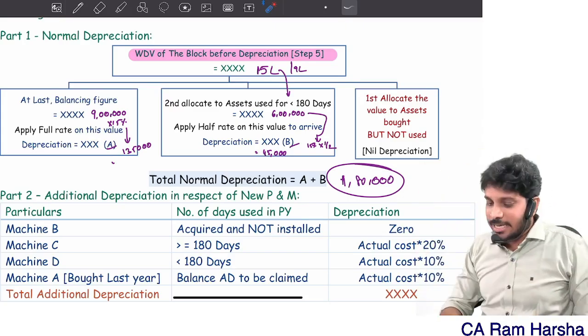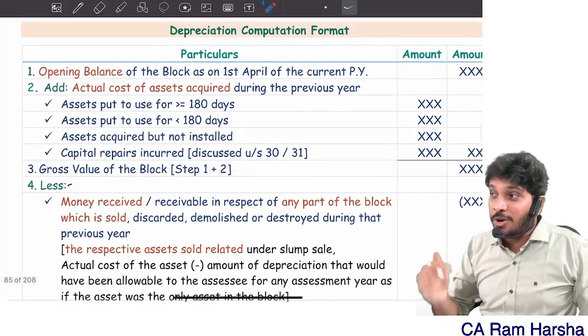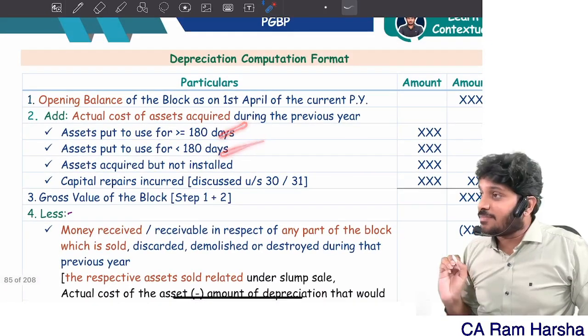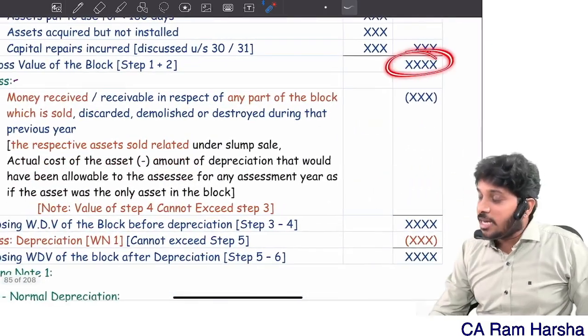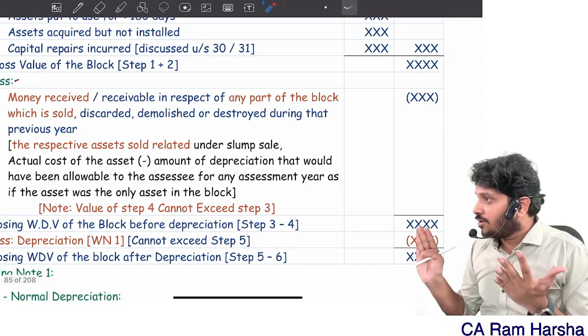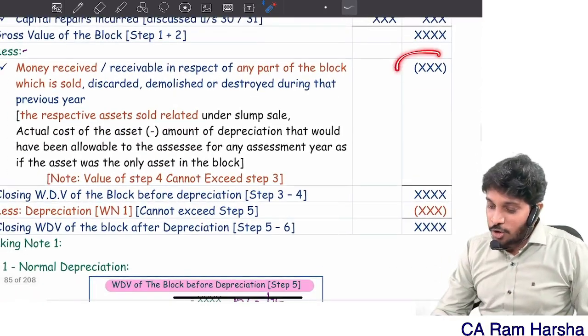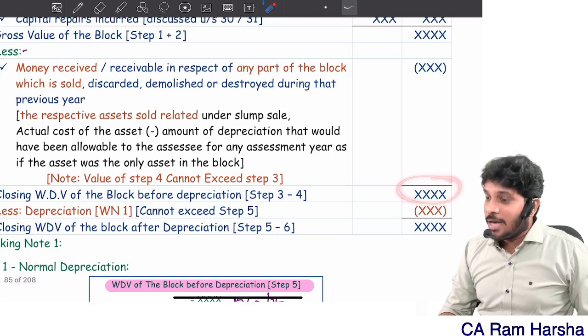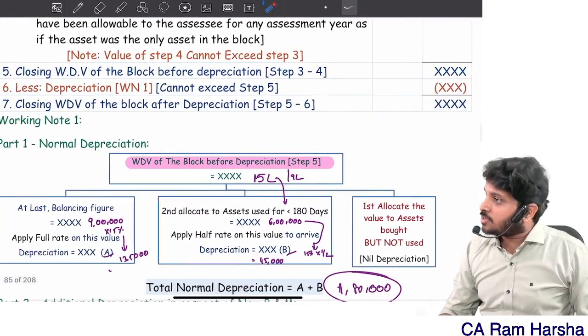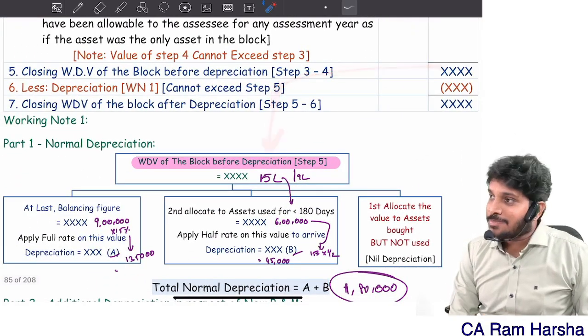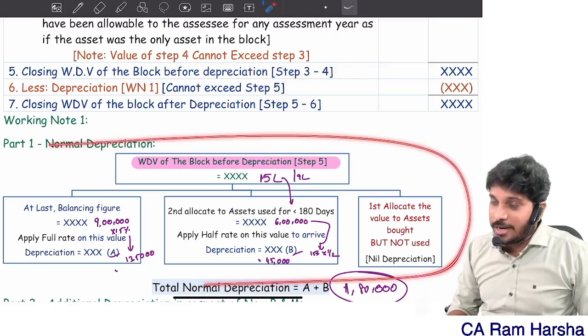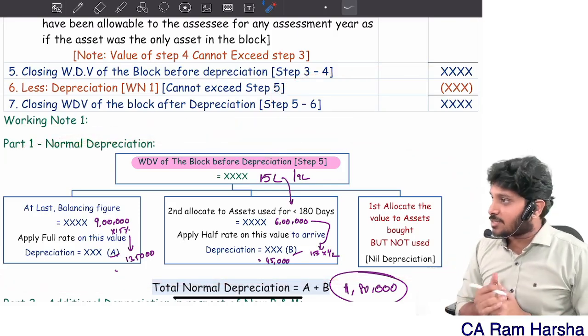In the question, you should only be good at what? More than 180, less than 180. Opening value, how much? Totaling you must do, and the calculator is helping you there. Yes or no? Amount received only you should reduce. This value came. Now from this value, how to calculate depreciation? Stop applying your brain. Apply this. Getting it? With the format, even without using the brain you will get the answer.